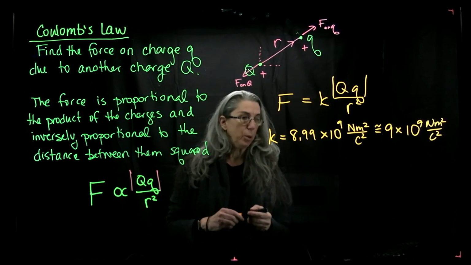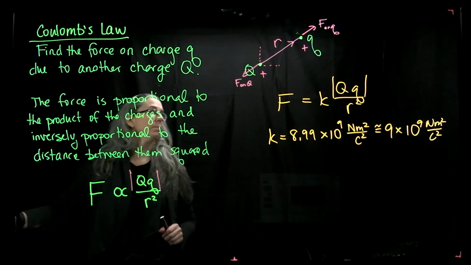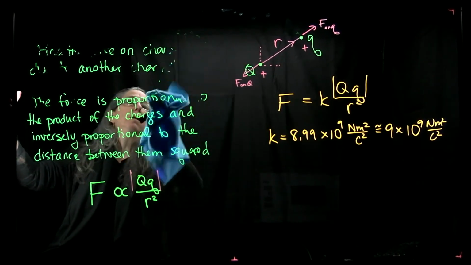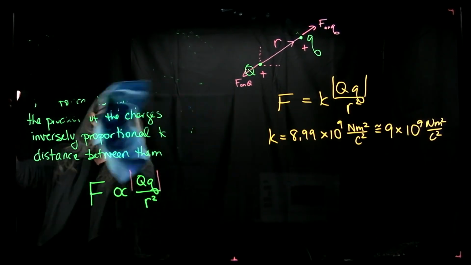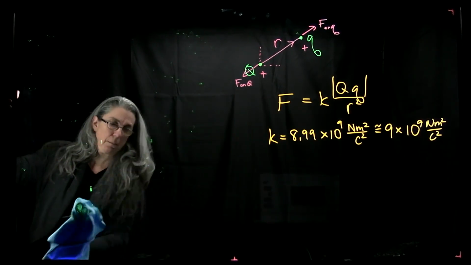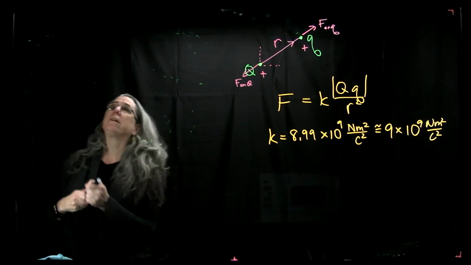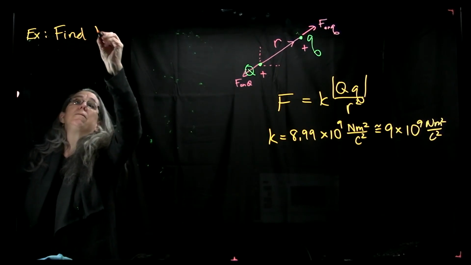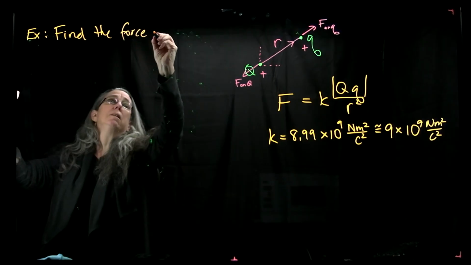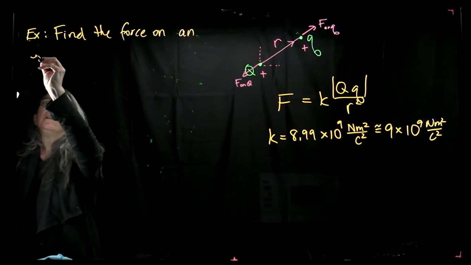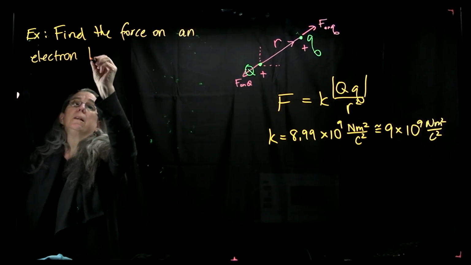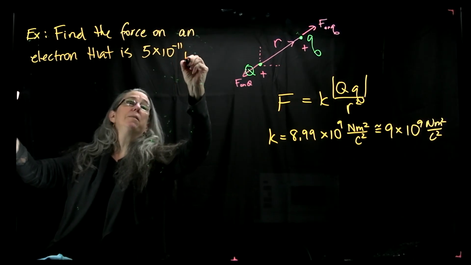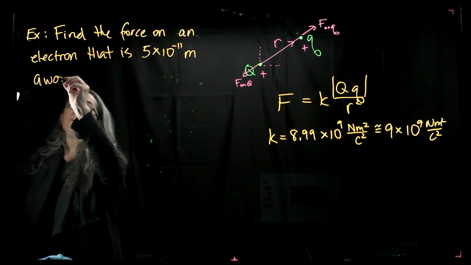Let's do a really quick example. Let's find the force on an electron that is 5 times 10 to the minus 11th meters away from a proton.